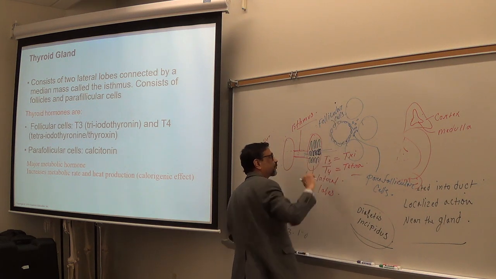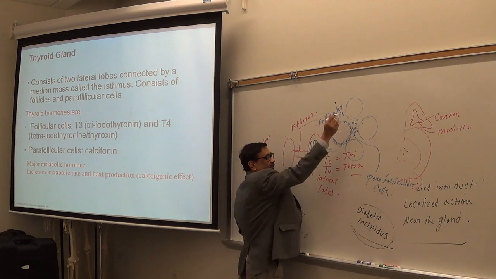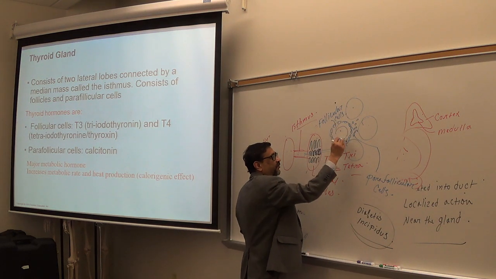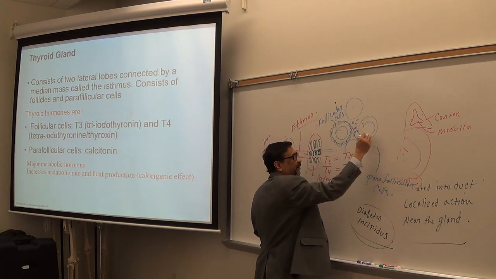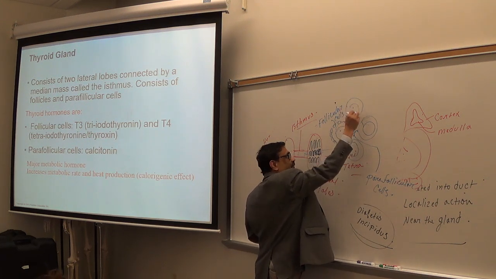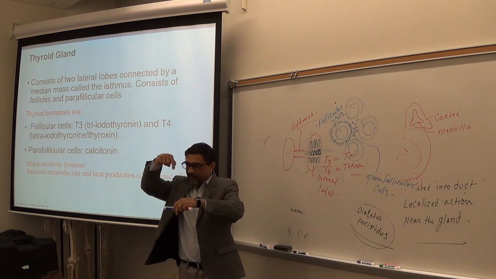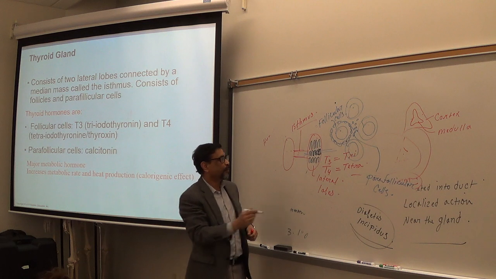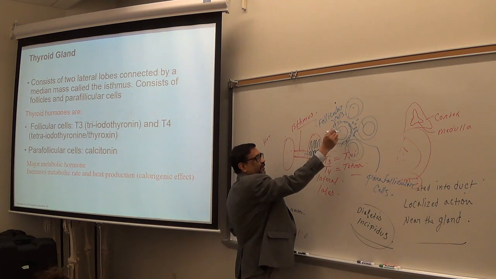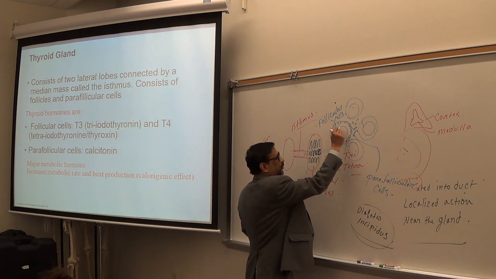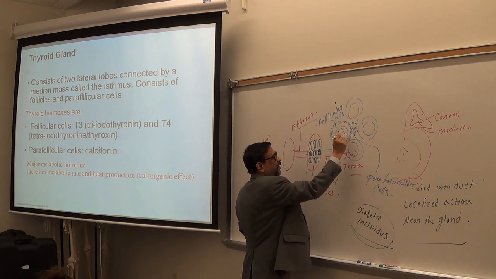Follicular cells. And these are the follicles. The round structures are the follicles, right? Now, inside the follicle, you have lumen. These are finger-like structures like this. If I cut it, I'll see the circles and lumen inside. And these lumens are filled with a protein.